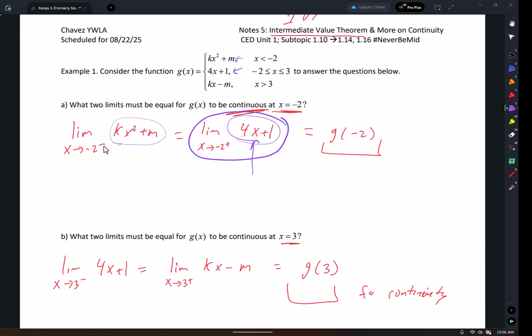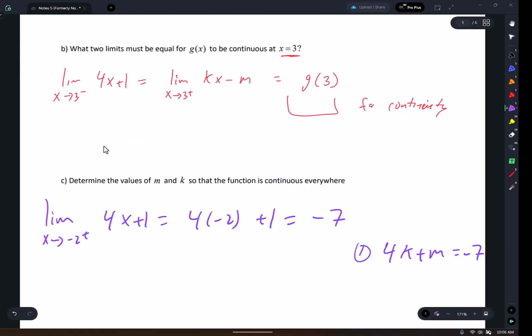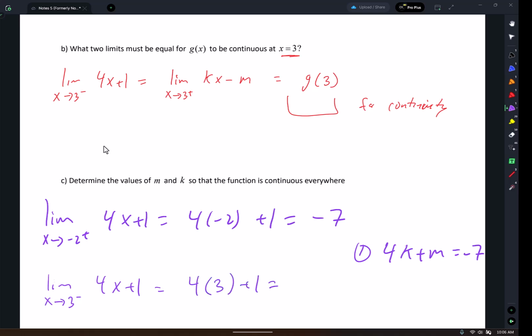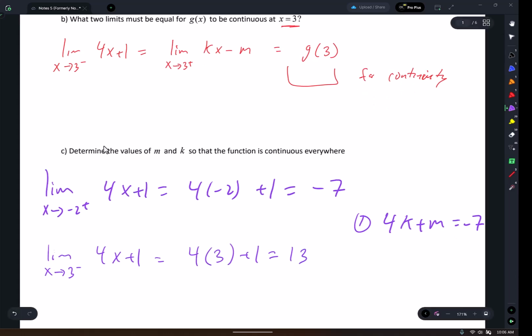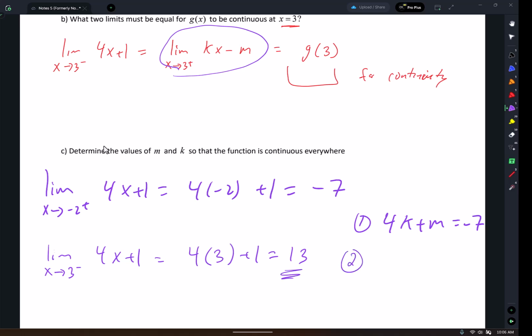Well, I'm about to use 3. I just did letter A first, and now I'm about to do letter B. All right, so here we go. Limit. Four times 3 is 12, plus 1 is 13. So that means this guy right here better be approaching what value? 13. So I'm going to plug in a 3 for x. 3k minus m equals 13. And this is why algebra was so important. And I'll slow down.